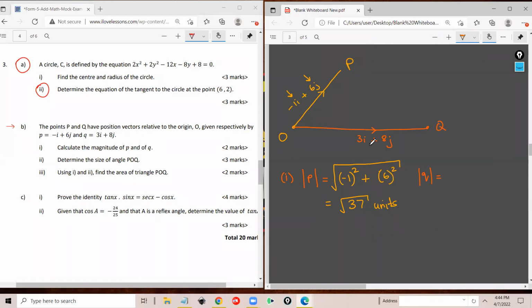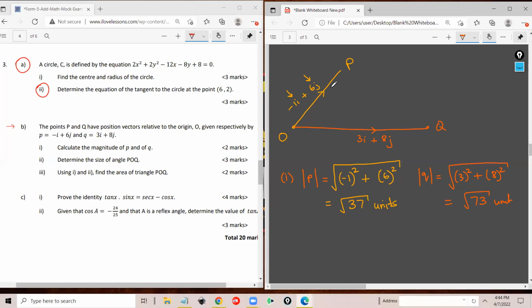We can use the same concept for OQ. We want to find the magnitude. So you notice you have a value touching i and a value touching j. So you just do the same procedure. You say 3 squared plus 8 squared, and then you square root last. 3 squared is 9, 8 squared is 64. When you add up those two, you're going to get 73. You can leave it in surd form because if you square root 73, you're not going to get a very nice answer. So that's the answer for part 1.